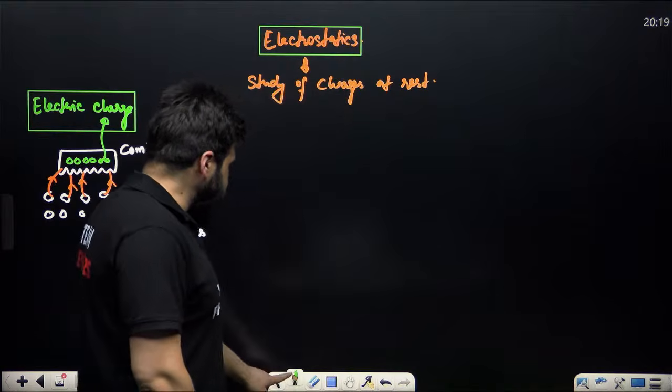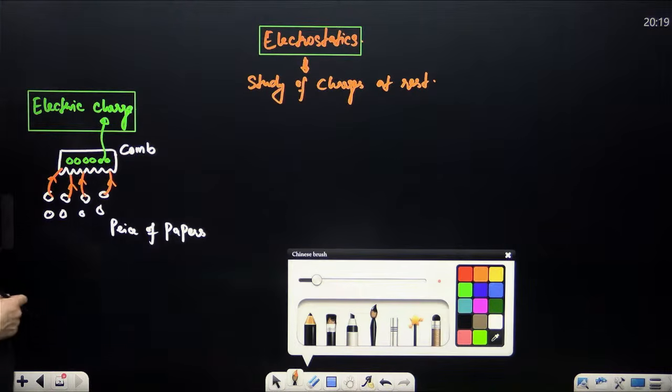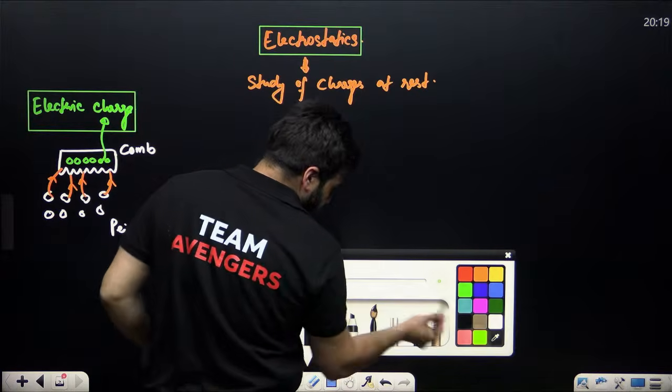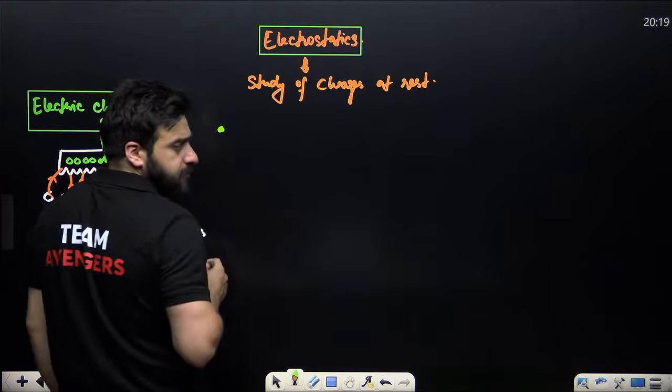It is attracting these pieces of paper. Okay, due to that charge. Now, my dear NEET aspirants, what I want you to understand over here. So can I write the definition over here?